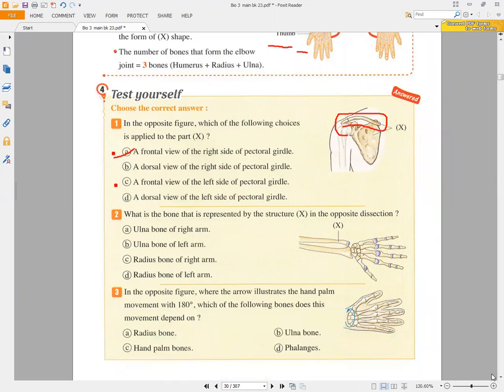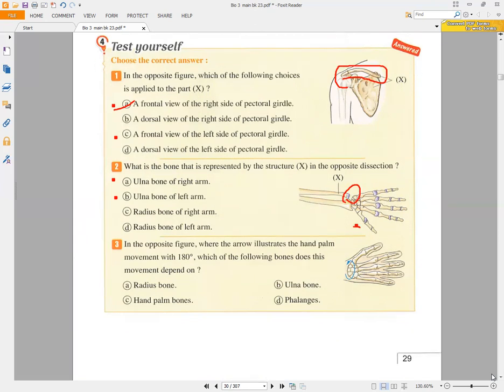Okay, after that, we will have one question. What is the bone that is represented by structure X in the opposite section? If you look here, you will find that it's radius or it's ulna. The thumb is attached to the radius. So here X will be the ulna, because the ulna is not attached to the wrist. So the answer here will be A or B. But is it your right arm or your left arm? You have to concentrate well.